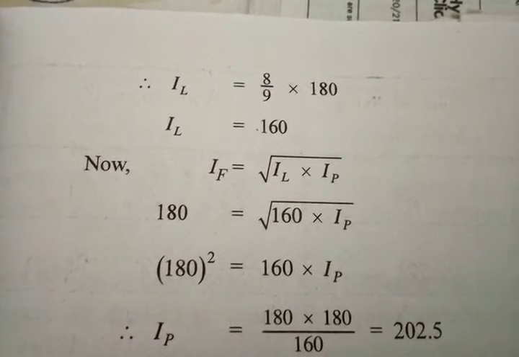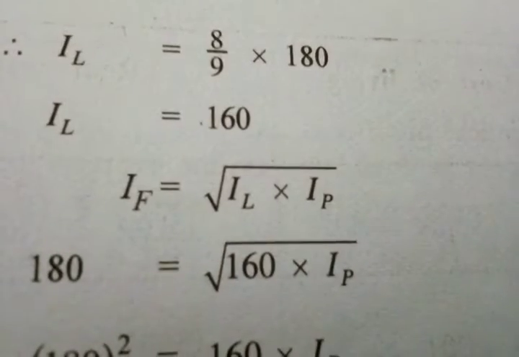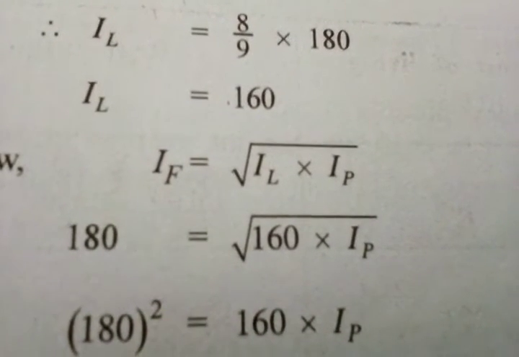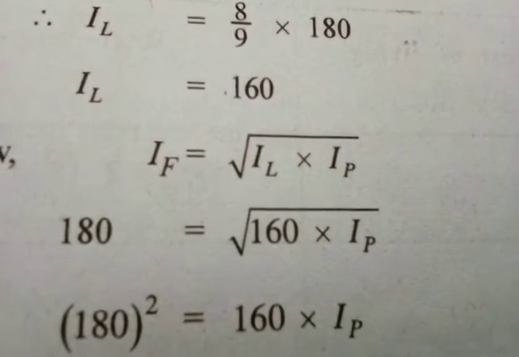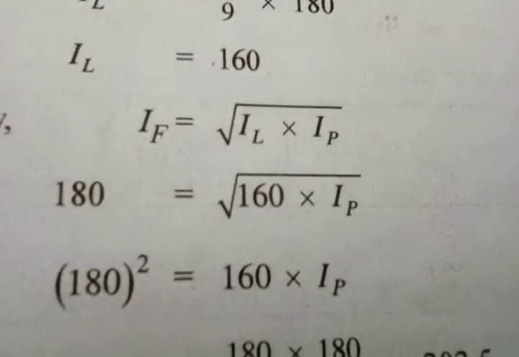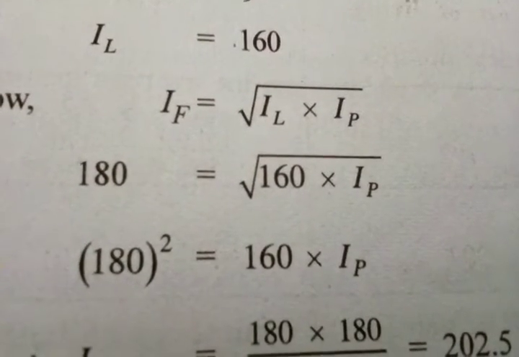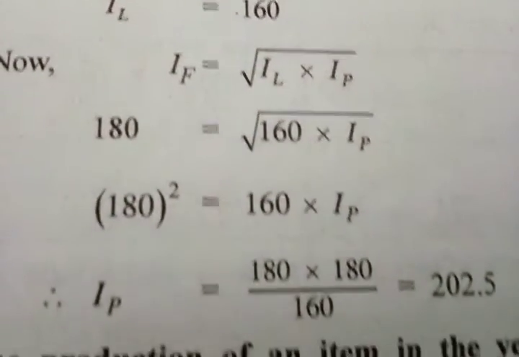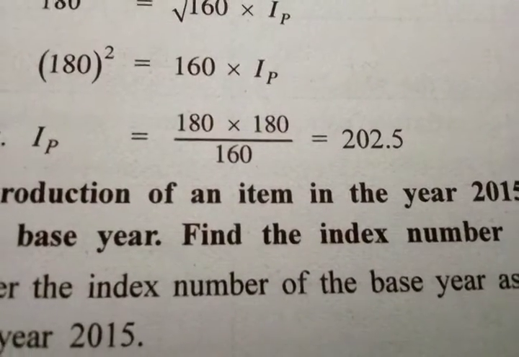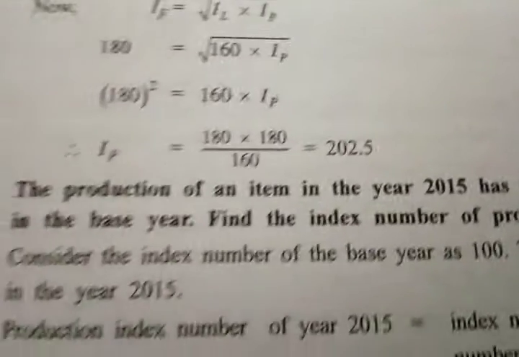Now IF is equal to square root of IL into IP, that formula you know. IF is already given, so 180 is equal to the square root of 160 into IP. To remove the root, we square the left hand side value. 180 square is equal to 160 into IP. So we get it as 180 into 180 upon 160, that is 202.5. So we got the value here.